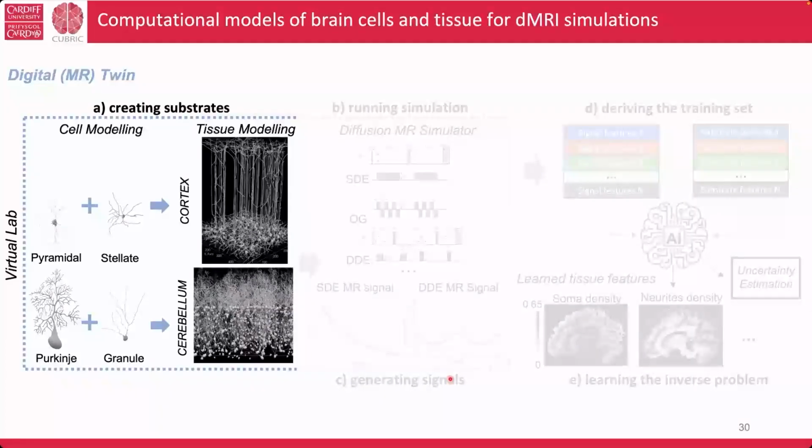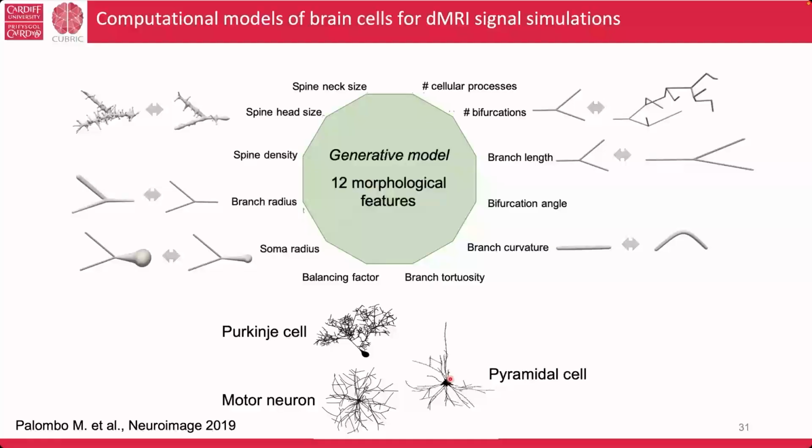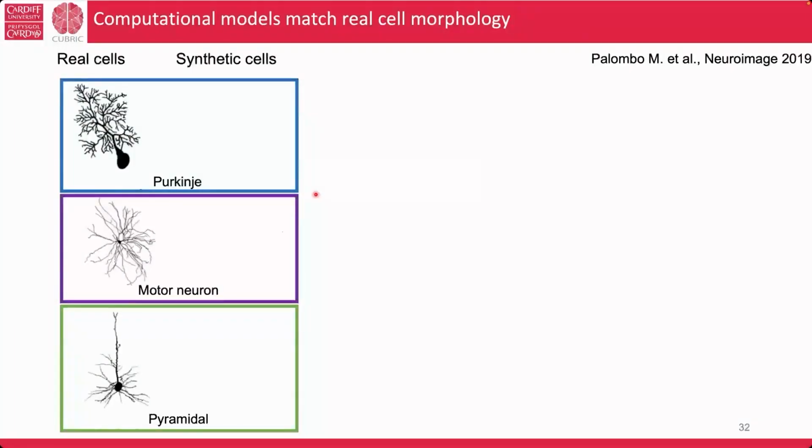So everything started a few years ago, where we identified from an investigation of the histological reconstruction 12 morphological features that we believe are important for diffusion MR. And these are based on theoretical considerations. The second question was, okay, how do I learn for each cell type? How do I learn these features? How do I ensure that my model will learn this feature and then create new neurons?